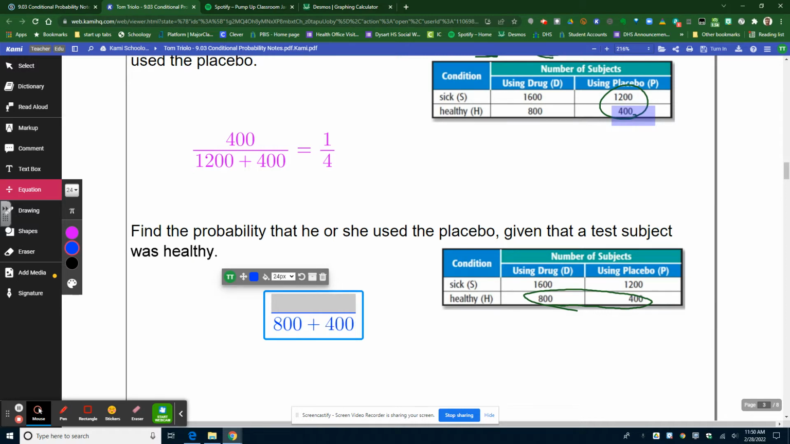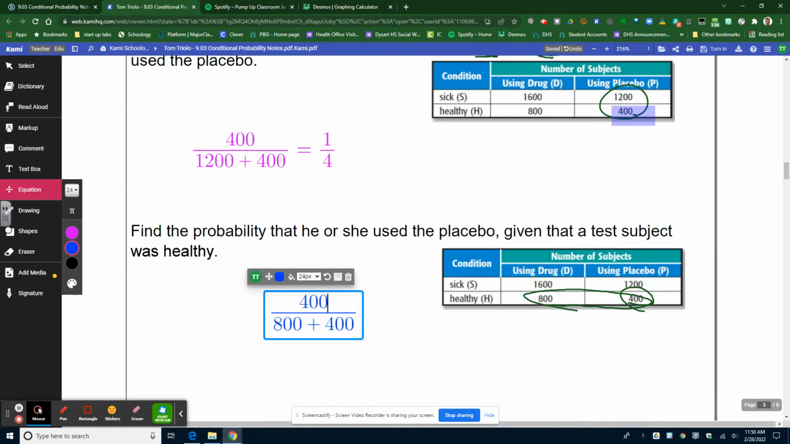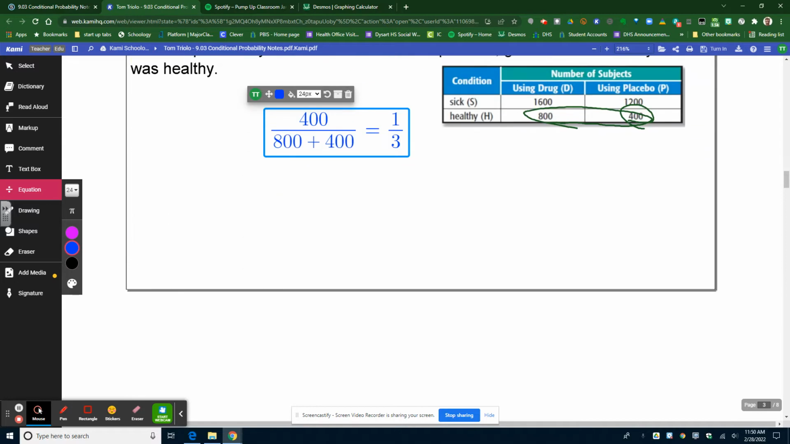And we're looking at the people who used the placebo. So we focus in on that 400. So that's 400 divided by 1,200. And that's it. So you can always dump this into Desmos, copy paste, and then click on that fraction bar to get your simplified answer. Questions? Okay, so see how the denominators are constantly changing based on your given information or the condition. In this case, the condition was healthy people.